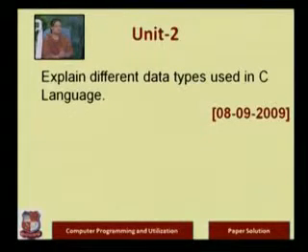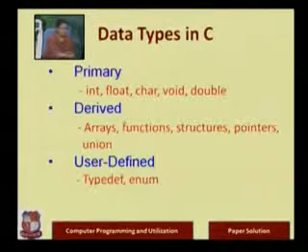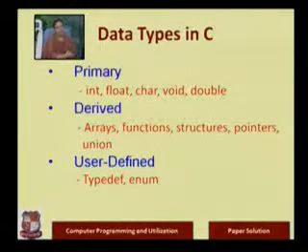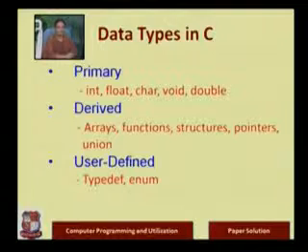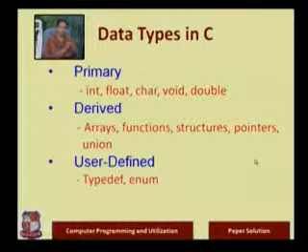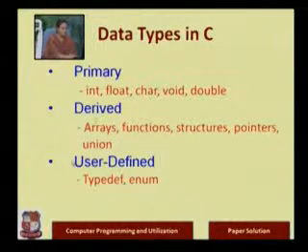Now from unit 2 there was one question, explain different data types used in C language. Now there are basically 3 types of data supported by C language. One is primary or fundamental data types, right? Second is derived data type, and third is user defined data type. You can show it as a flowchart, as a simple chart, or you can show it this way.